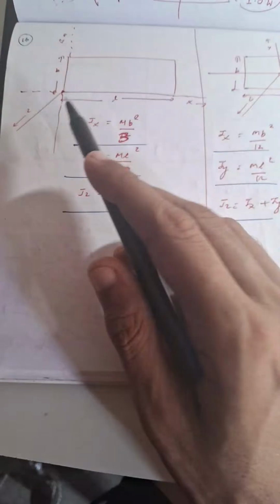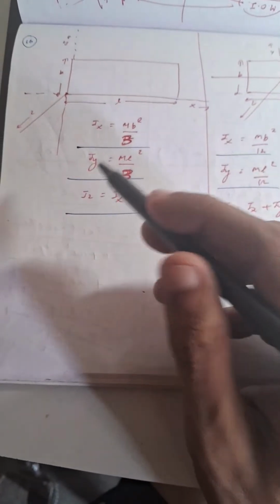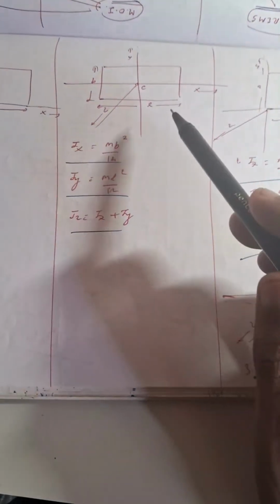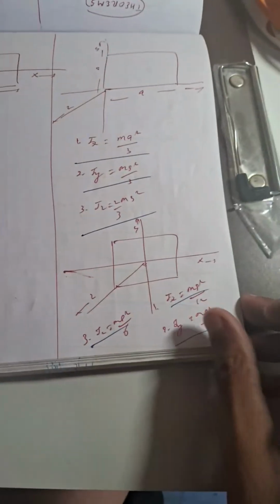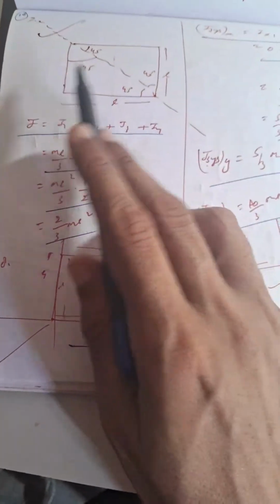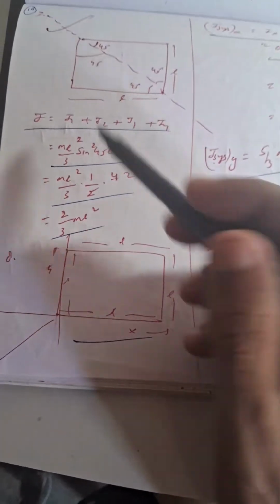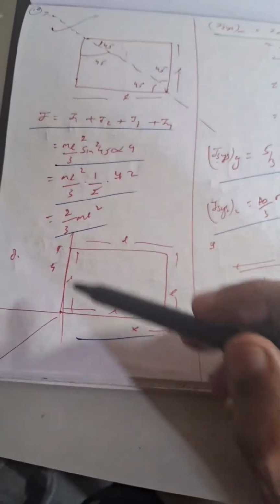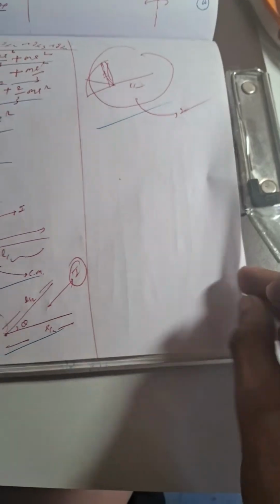Then we have another problem based on calculation of moment of inertia of a rectangle about different axes. Then application of this when the axes are passing through the center. Then we have another question based on calculation of moment of inertia of a system of four rods about different axes. The first is through the diagonal, second is about x-axis, y-axis and z-axis respectively.